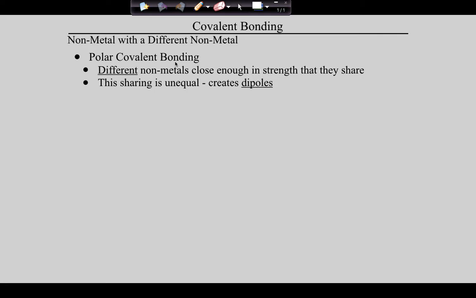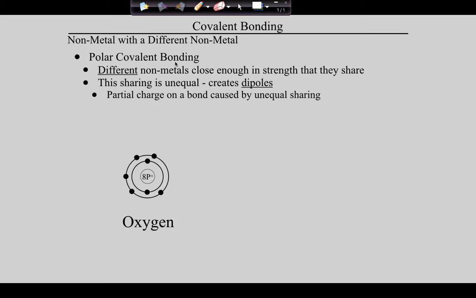And again, guys, we talked about this previously. I said don't worry about it. Now it's time to worry about it. So guys, it looks like this. A dipole is the partial charge on a bond caused by unequal sharing. And this then is how we represent them.